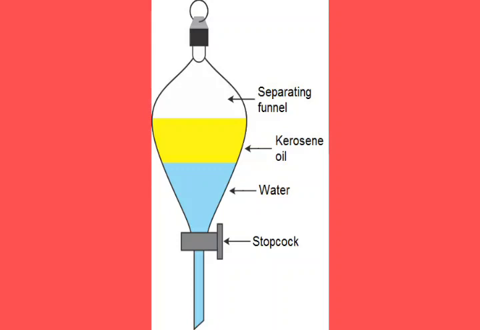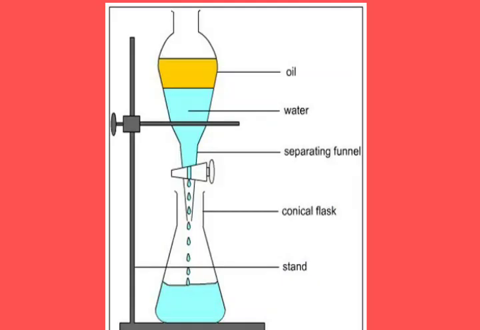For example, kerosene oil and water. They are what? Immiscible liquids, meaning they cannot be mixed with each other, as water and milk can be mixed with each other. So the mixture is placed in a separating funnel and allowed to stand for some time. The components form two clear layers. Water, being heavier, forms the lower layer and oil, being lighter, forms the upper layer.